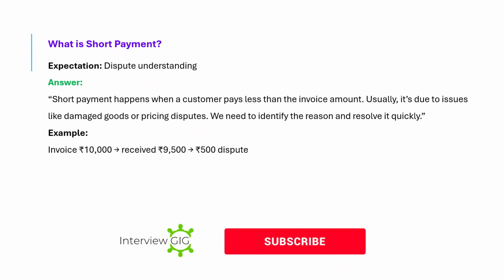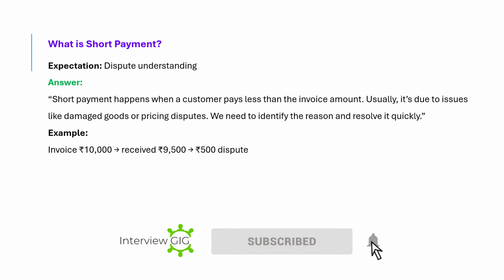What is short payment? Expectation: dispute understanding. Answer: short payment happens when a customer pays less than the invoice amount. Usually, it's due to issues like damaged goods or pricing disputes. We need to identify the reason and resolve it quickly. Example: invoice 10,000, received 9,500, dispute.